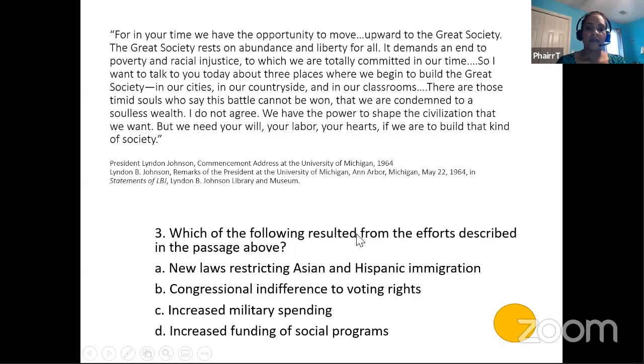All right, this is the same commencement speech, different question. Which of the following resulted from the efforts described in the passage above? Give you a few minutes.